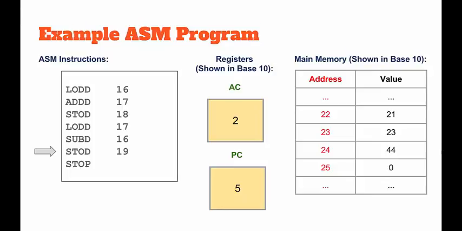The last instruction before the stop is store direct. This is saying to take the value in the accumulator and store it directly at memory location 19, or 25 in base 10. So the value 2 will be placed into memory address 25. At this point, we've hit the stop instruction. This will end the program.